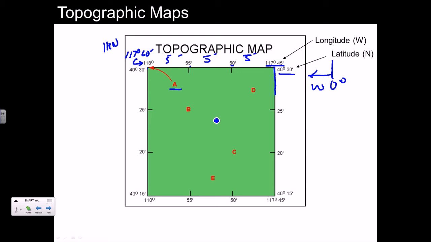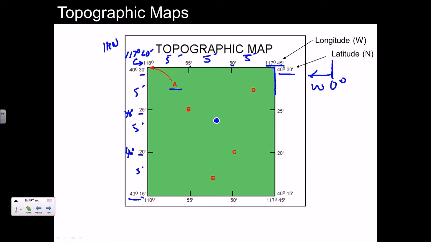If we come down to the bottom, we started out at 40 degrees 15 minutes, and we went from 40 degrees 15 minutes up to 40 degrees 20 minutes, 25 minutes, and now 30 minutes. All of these increments are still at 40 degrees, and we're adding 5 minutes in each segment. Okay, so we start out at 40, 15, but we're going to add 5, 10, 15.